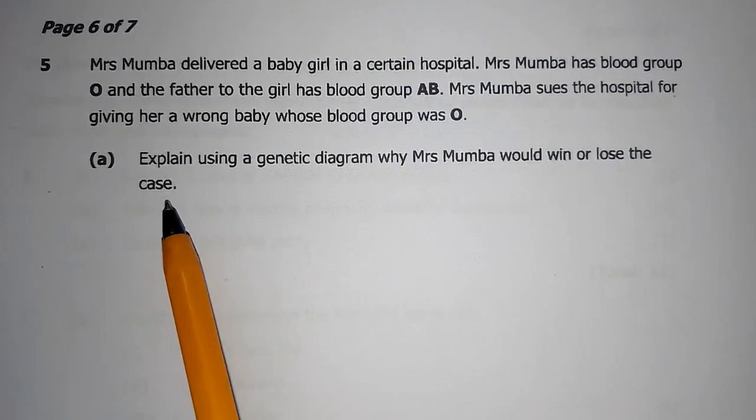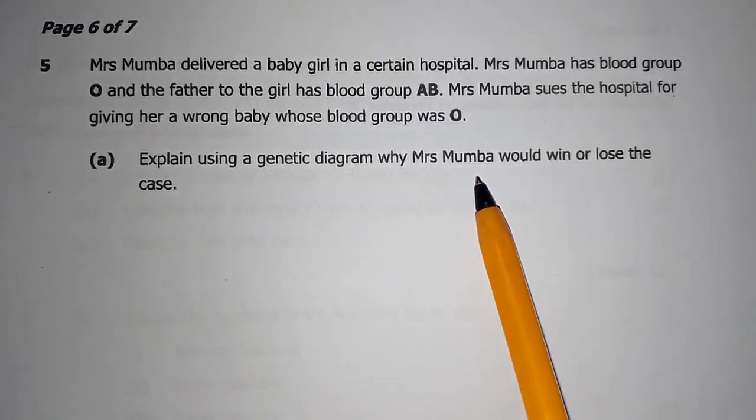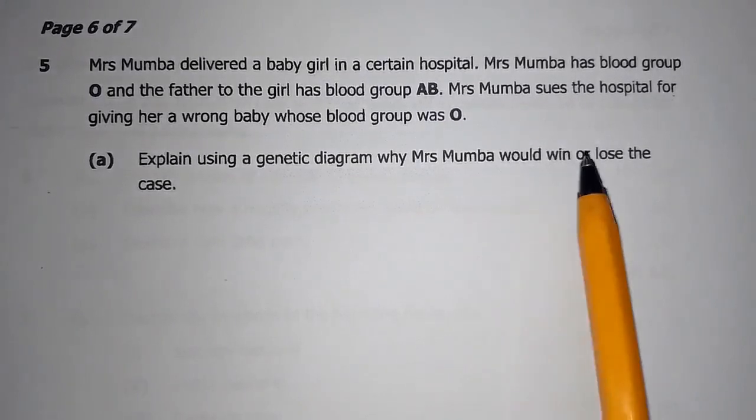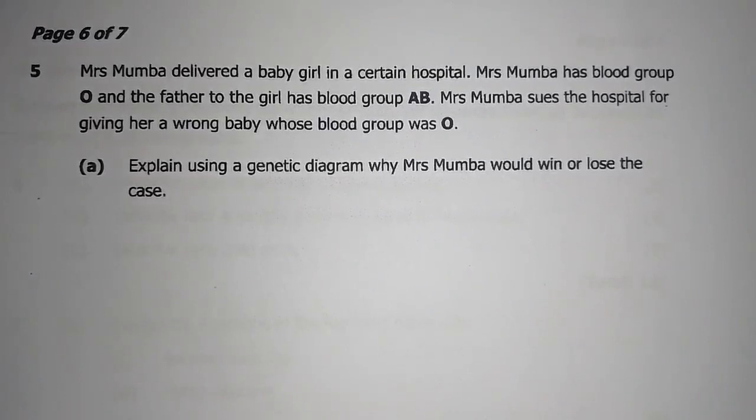So they are telling you to explain using a genetic diagram why Mrs. Mumba would win or lose the case. So we explain using the genetic diagram why Mrs. Mumba would win or lose the case. Genetics always carries 8 marks, and this is simple. You can't fail to get all the 8 marks. This is quite simple.